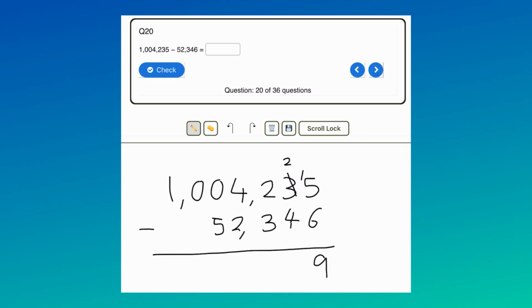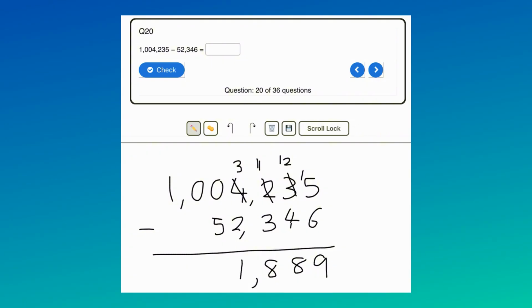Now I'm on my tens column, and I have 2 take away 4, which I can't do, so I'm going to borrow from my hundreds column. Now I have 12 take away 4, which I can do, which is 8. Now 1 take away 3 in my hundreds column I can't do, so I'm going to borrow from my thousands column. And now I've got 11 take away 3, which is 8. Now my thousands column, I've got 3 take away 2 is 1.